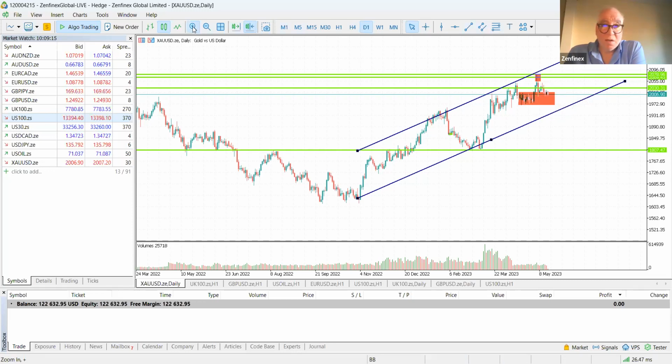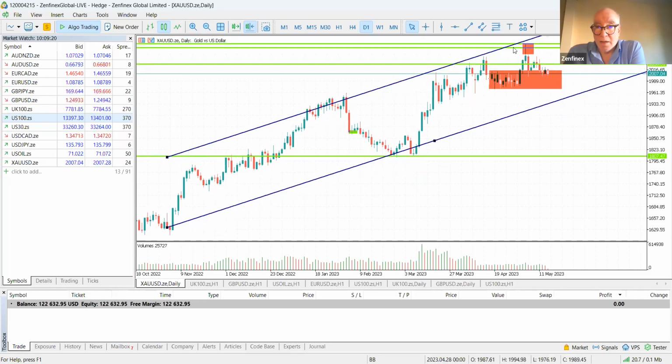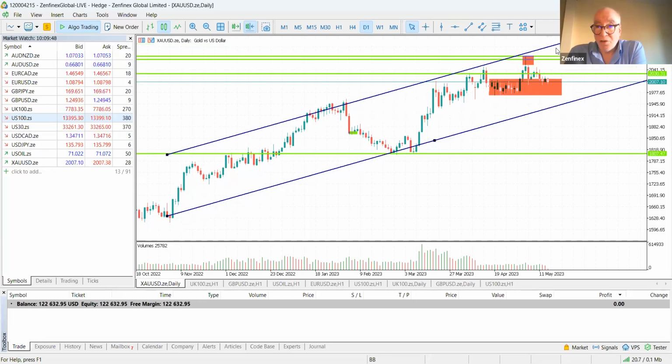If I just zoom in a little bit. And what are we looking for? Look, it's definitely finding some support at this consolidation area. But this long bar is a rejection from previous resistance levels. So we've got to be thinking that it's going to do one of two things, which it always does. It's either going to find support and head back and hit the top of this channel, create new highs.